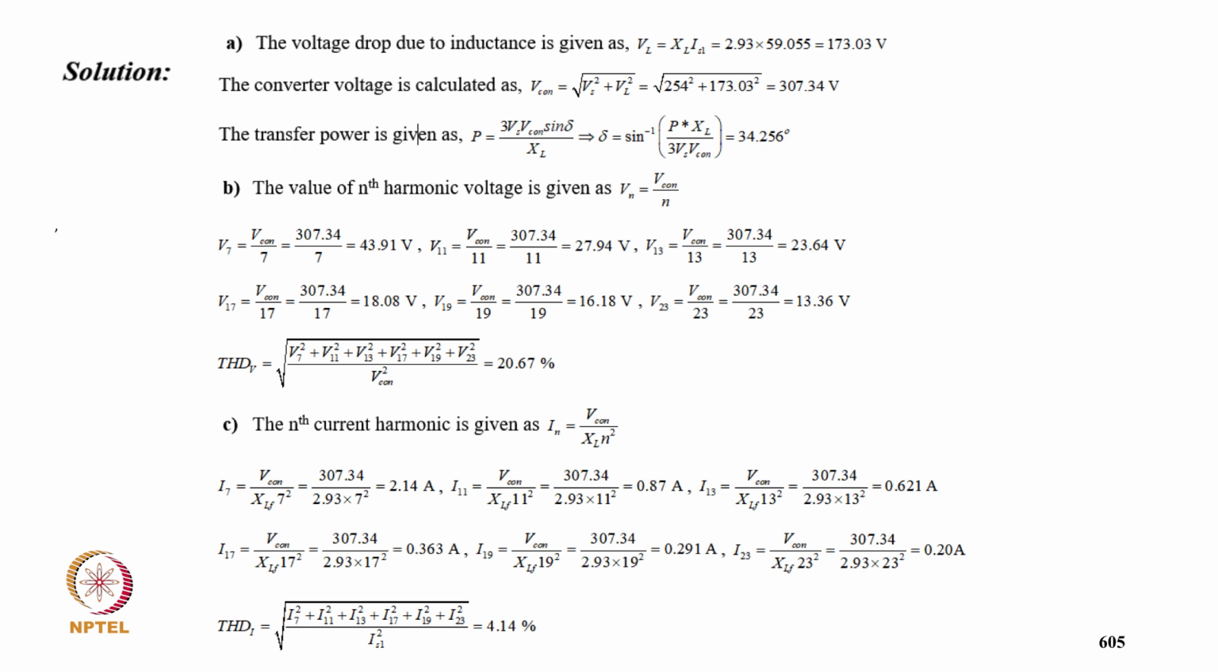V19 comes 16, and V23 comes 13, and adding all the harmonics in THD, V7 square and so on divided by V converter fundamental square, 20.67. And harmonic current nth is V nth upon V converter. So I7 comes 2.14, I11 0.87, I13 comes 0.6, I17 0.3, and I19 comes 0.21 and I23 0.2. So adding all the THD, I7 square up to 23 upon IS1 square, it comes 4.14%.